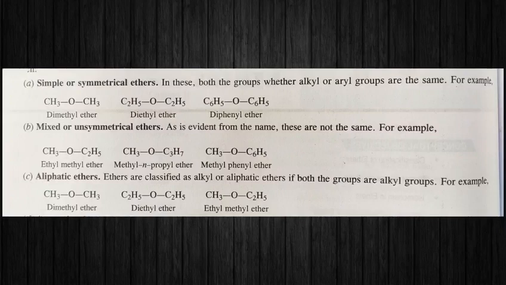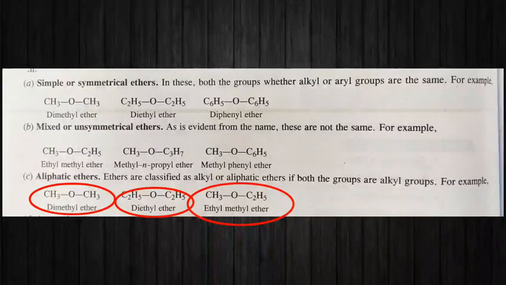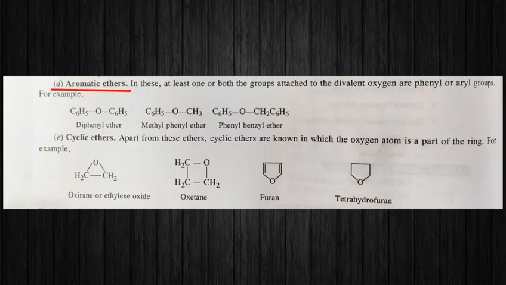Students, ethers are classified as aliphatic ethers if both the groups are alkyl groups. For example, dimethyl ether, diethyl ether, and ethyl methyl ether. Now, in aromatic ethers, at least one or both the groups attached to the divalent oxygen are phenyl or aryl groups. For example, diphenyl ether, methyl phenyl ether, phenyl benzyl ether. And students, in cyclic ethers, oxygen atom is a part of the ring. For example, ethylene oxide.